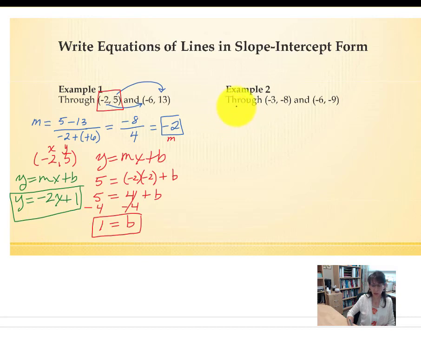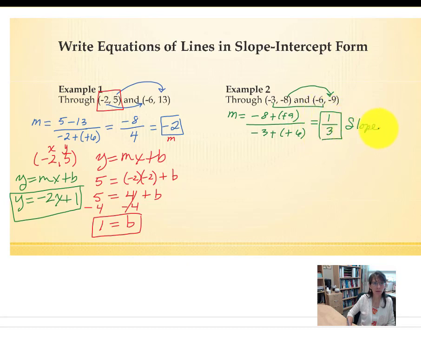In example 2, again, we need to start by finding the slope of the line. So we'll take the y values, -8 minus -9, divided by the change in the x values, -3 minus -6. So our slope is going to become 1 divided by 3. So we have a slope of 1/3. And if I just go with that first ordered pair, x is worth -3 and y is worth -8.